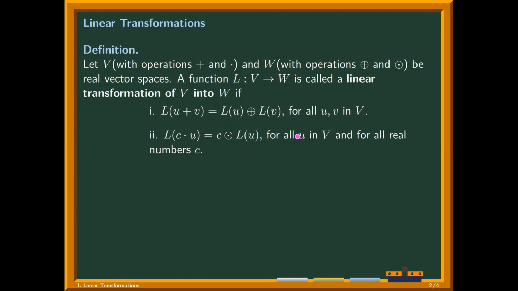The other condition is that L should preserve scalar multiplication. More precisely, for all u in V and all scalars c, the image under L of the scalar multiple of u by c should be the same as the scalar multiple by c of the image of u under L. The standard function terminology is used for linear transformations. So, for instance, here, V is called the domain of L, and W is called the codomain of the linear transformation L.